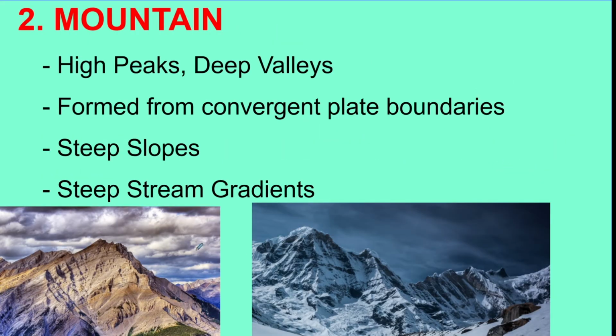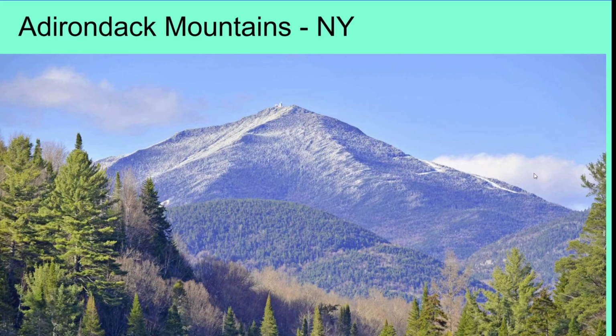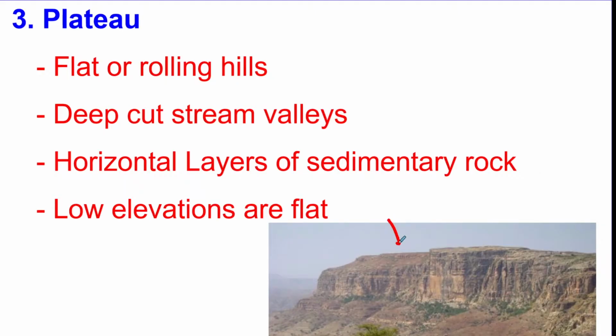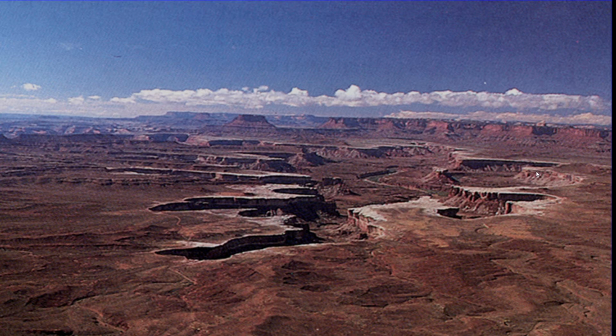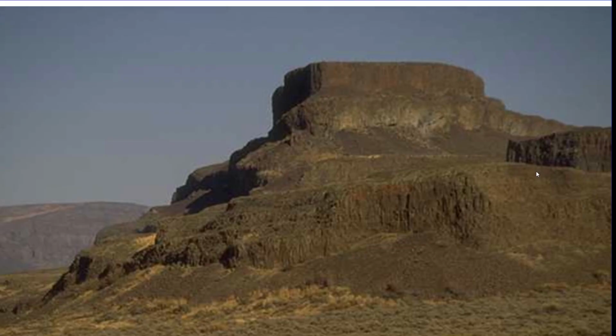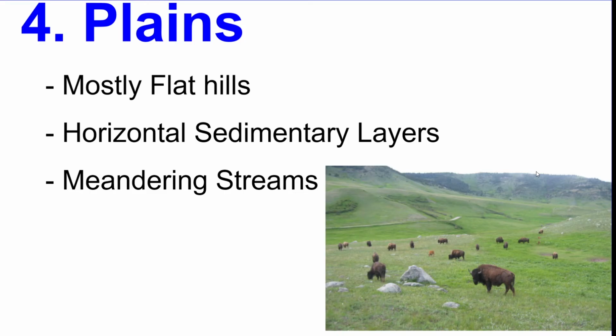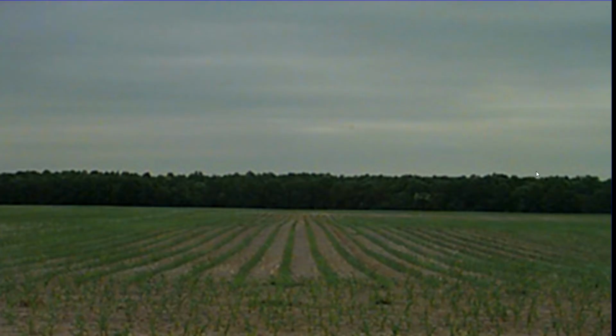So here's your mountain. Steep slopes. Uplift is going to be your major thing that's creating them. Plateaus. Here's a picture of them. We've got some in New York State. The Catskills are plateaus. They're like rolling hills sort of thing. Like this. This is a canyon. Another plateau. And our plains are going to be flat. Got a lot of streams on it. Like this.